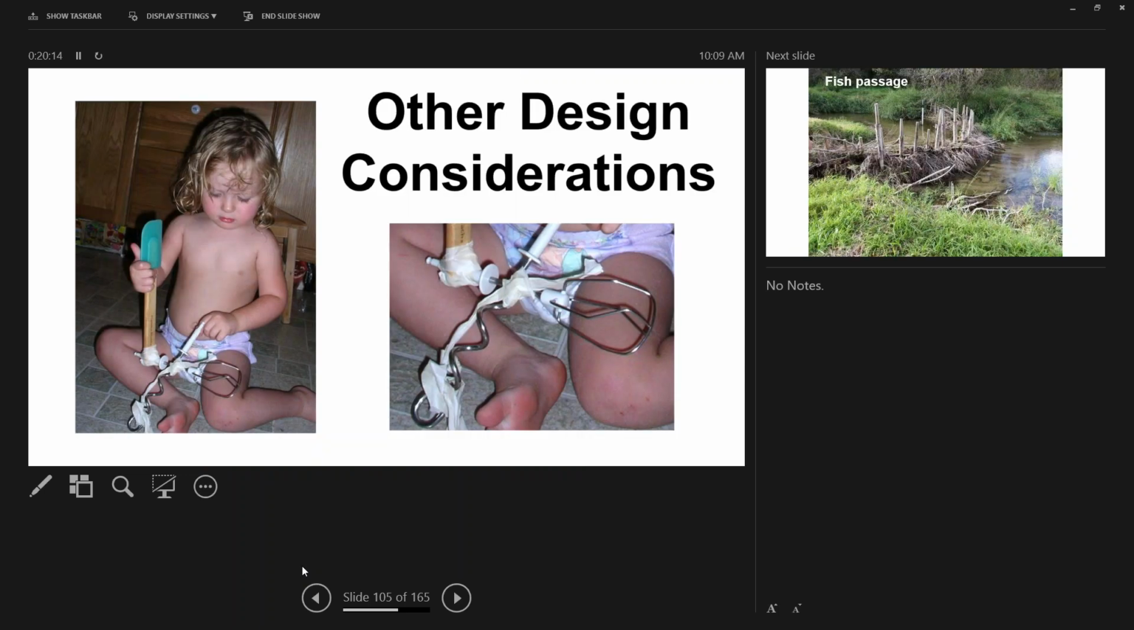Okay, this is a silly slide, but other design considerations. This is my daughter designing some kind of baking machine.